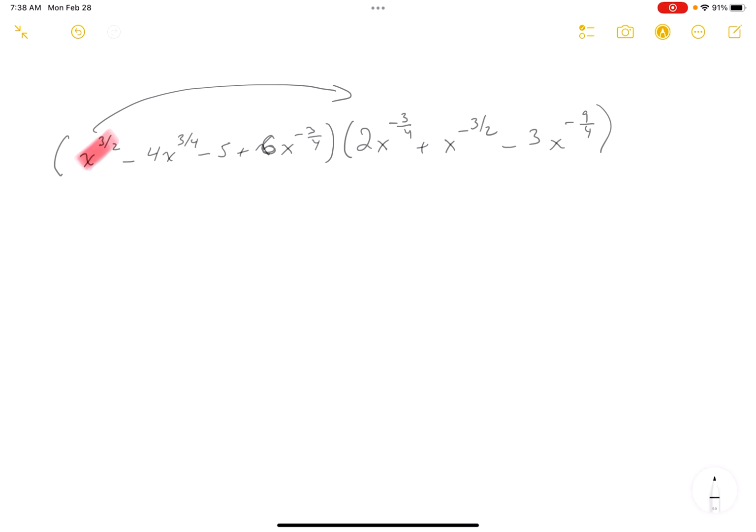We're going to get 2x. Now, we're going to take minus 3 quarters. Let me write this down for you. Minus 3 quarters plus 3 halves. Well, certainly quarters. We get minus 3 plus 6, which would be 3 quarters.